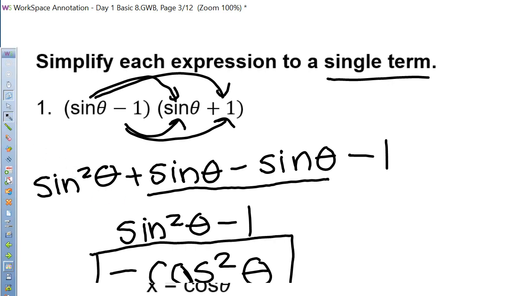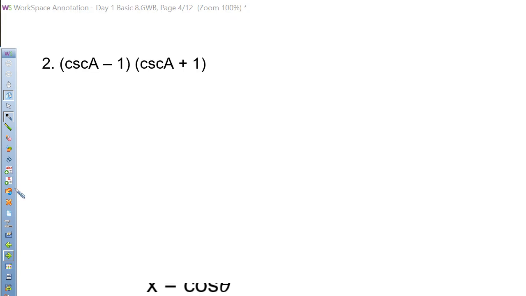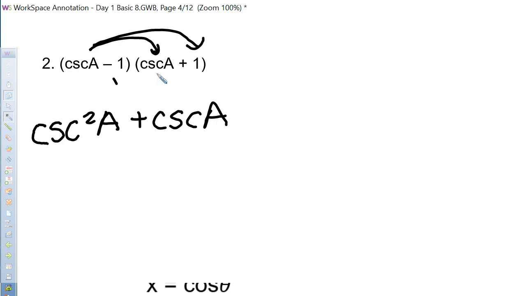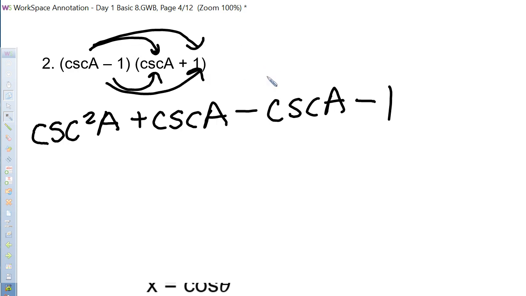Number 2, we are also double distributing. So distribute the cosecant of A. So this time, notice instead of theta, we have angle A. So cosecant times cosecant would be cosecant squared of angle A. Cosecant of A times 1 is cosecant of A. Distribute the negative 1. Would be negative cosecant of A. And negative 1 times positive 1 is negative 1. Now I know I'm not finished because I have 4 terms.